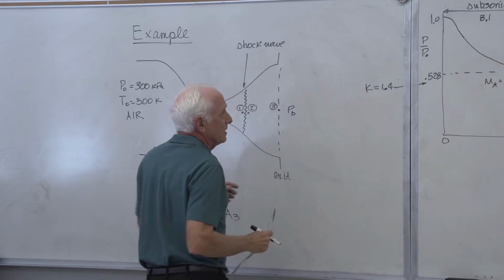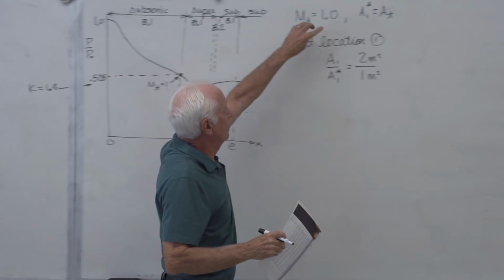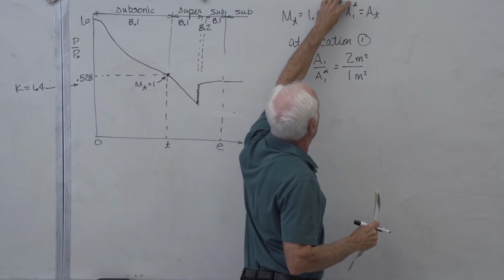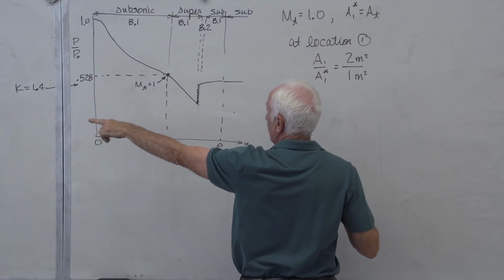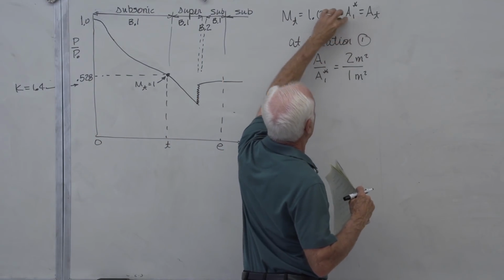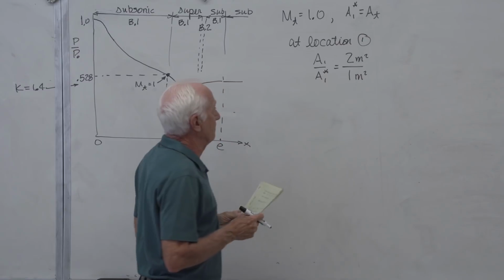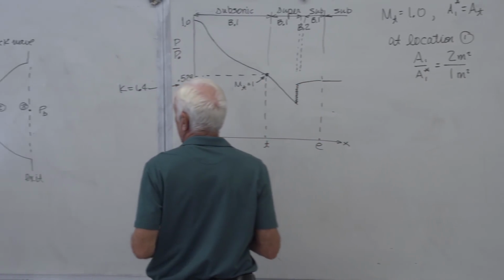What does the starred condition mean? It means where the Mach number reaches 1. So at the throat is where the Mach number has reached 1. So A throat is the same as A star 1. Why is it A star 1?